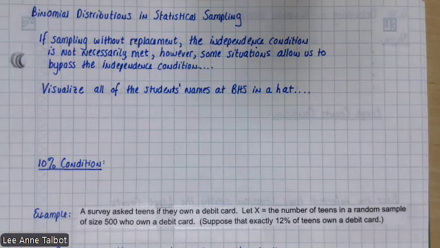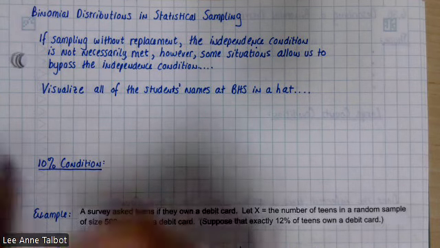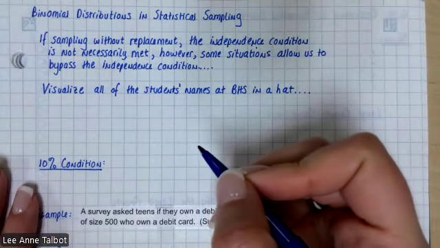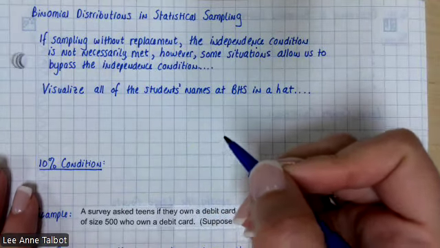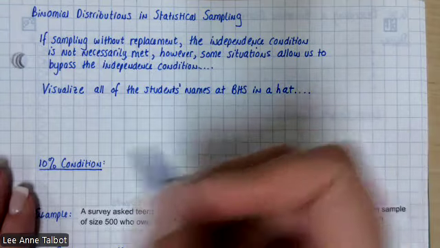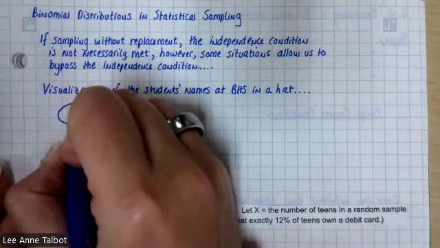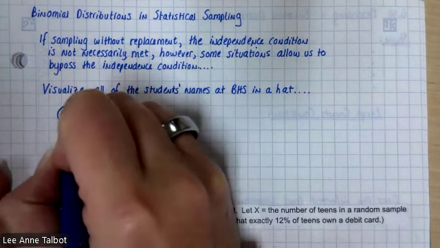So, there is a clause in stats that lets us bypass the independence condition a lot of times. And it's called the 10% condition. We're just going to spend a second on it because it'll make it possible for you to use binompdf and binomcdf in other situations, which is great. What I want you to do is indulge me here.